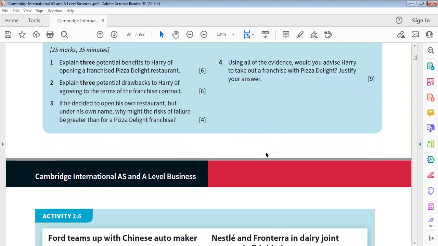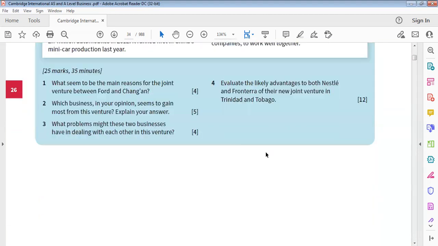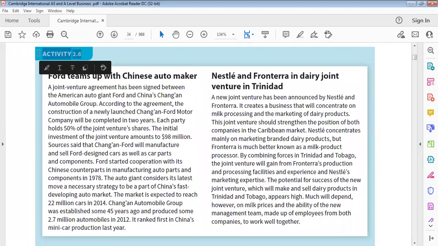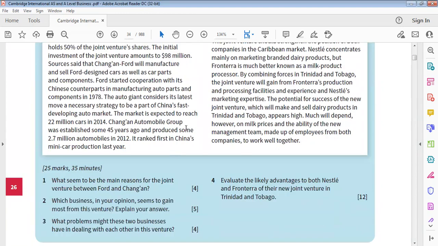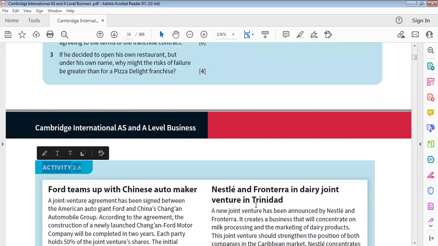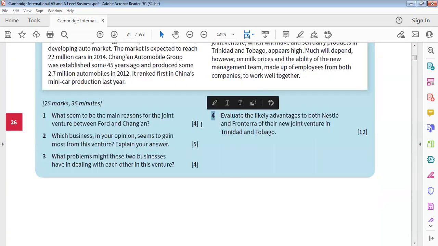Okay, I think we'll just end it here for today. Let me give you some homework. Maybe you can do this case study, activity 2.6. Write it down. Read this case, and maybe you can just do number 4. Just number 4. You can skip the other questions. So write it down: activity 2.6, only question 4. All right, done?